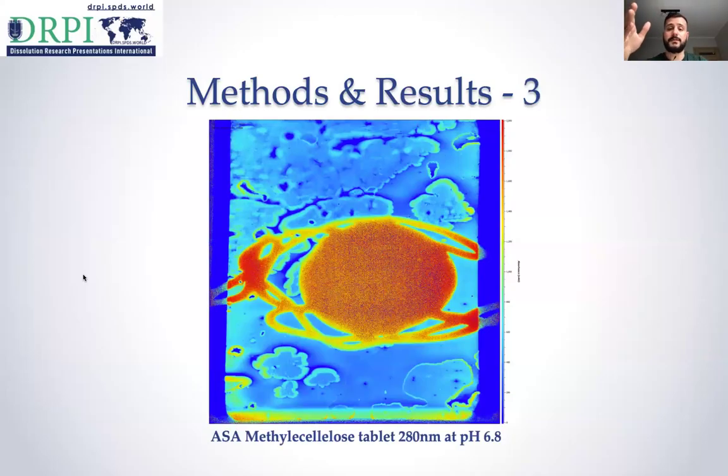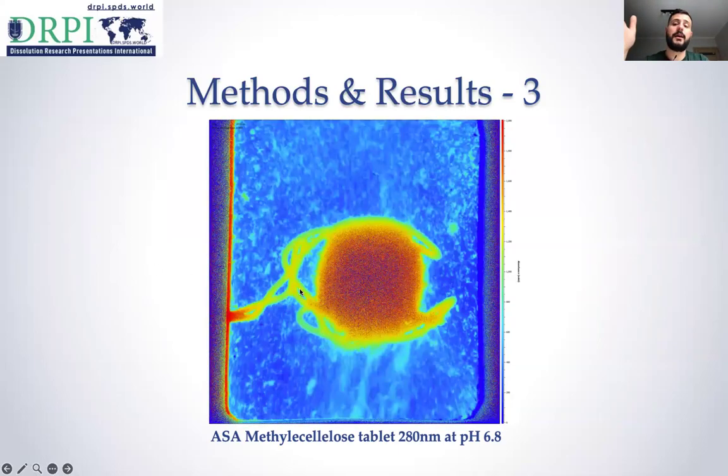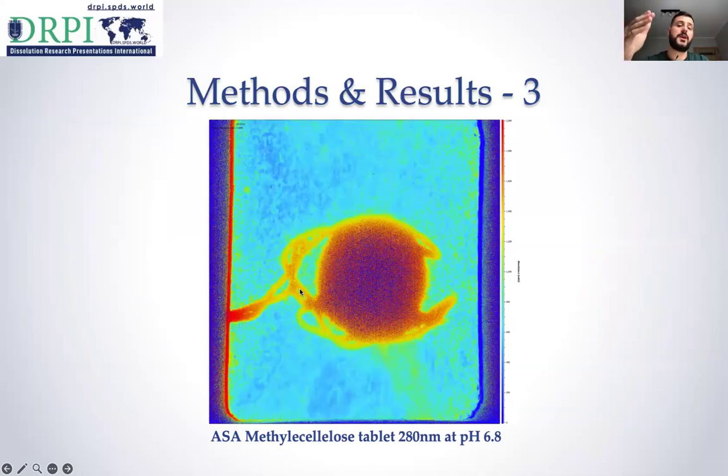Here's another example. Similarly, we observed the acetylsalicylic acid methylcellulose tablet at pH 6.8, and at this wavelength, it provides more data on how the API is being released into the chamber.